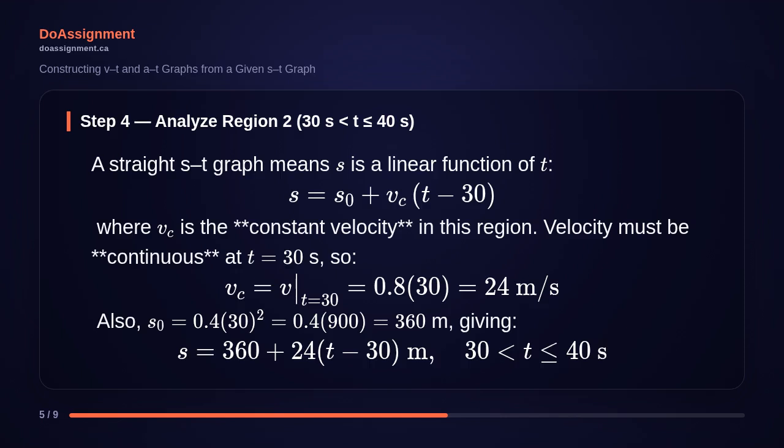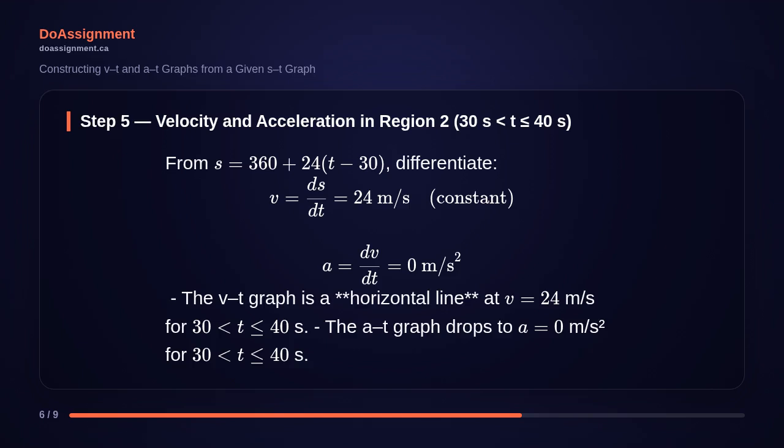In the second region, the s-t graph is straight, meaning velocity is constant. For continuity, the velocity at t equals 30 seconds must match the value from region 1, which is 24 meters per second. The position at t equals 30 is 360 meters. So the position equation for the second region is 360 plus 24 times the quantity t minus 30.